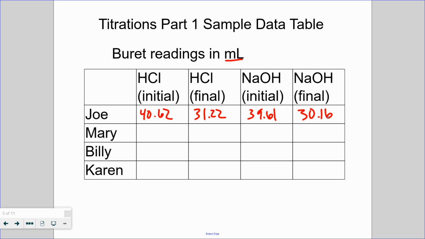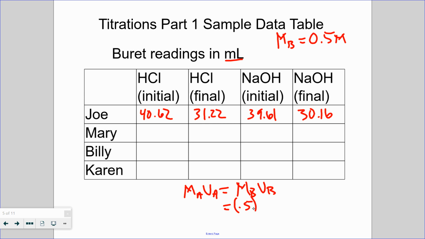In order to do that, we would say the molarity of the acid times the volume of the acid equals the molarity of the base times the volume of the base. And we know the molarity of the base, right? The molarity of the NaOH is 0.5 molar. We know that again because we made it. So we're just going to plug that in right here: the molarity of the base is 0.5.